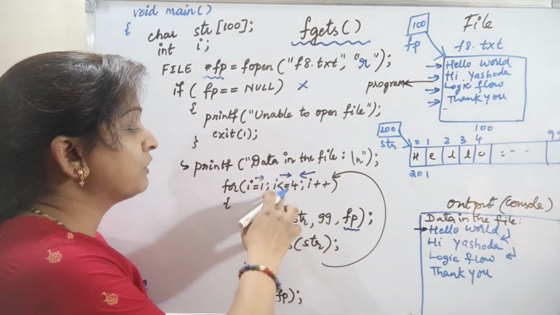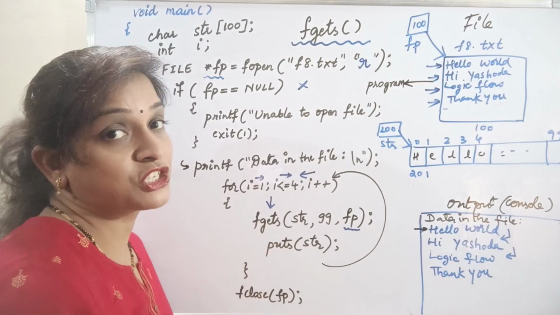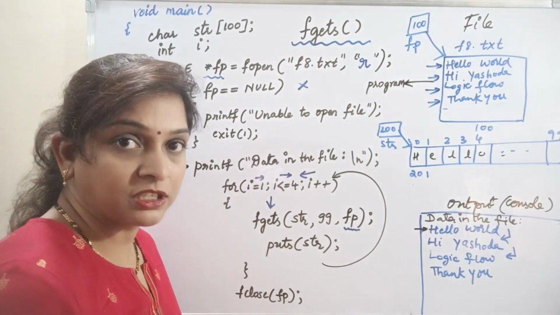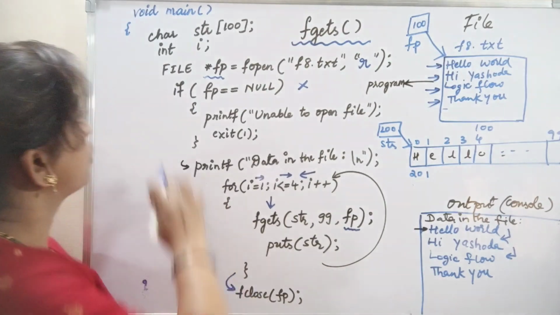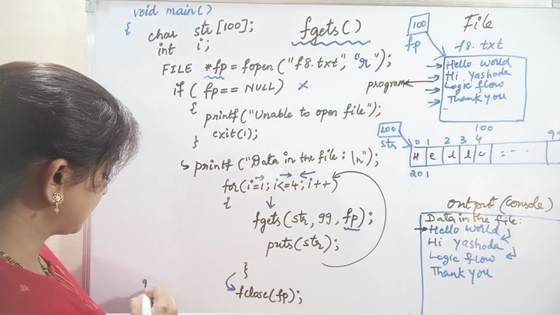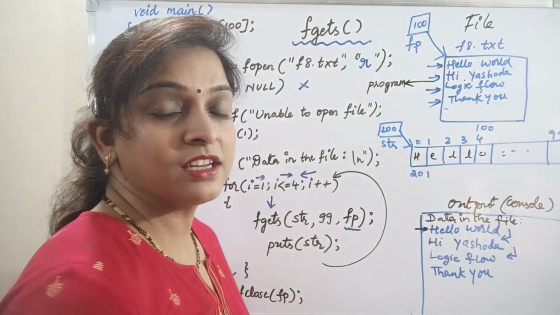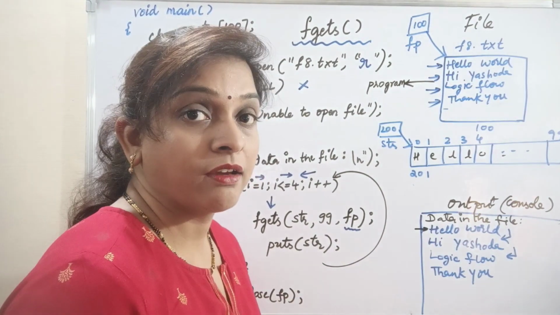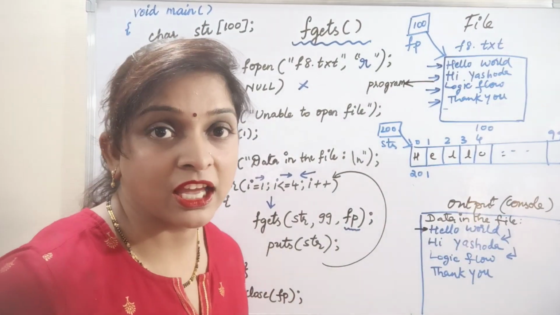Right? And when the loop condition is not satisfied, the loop terminates. I'll come out of the loop and the control will go to fclose and the main function gets closed. I'll be getting all these contents from the file and I'm displaying that onto the console.